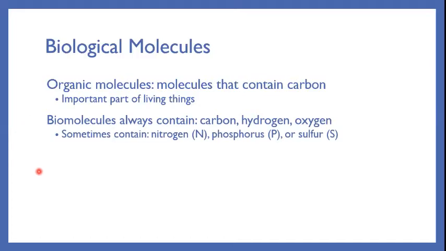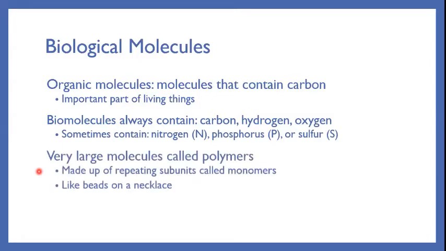When studying biological molecules, we have two new terms that we have to learn. Luckily, these are based off of something you're probably pretty familiar with. The word mono means how many? One? Correct. The word poly, what does that mean? Many. So mono equals one, poly equals many. Very large molecules are going to be called polymers. These are made up of repeating subunits called monomers.